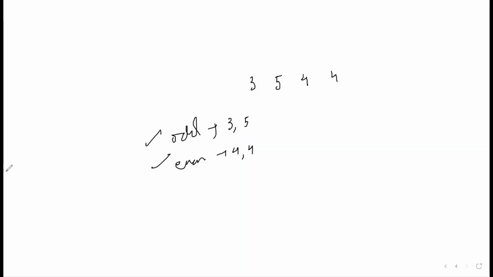Now we have to make the elements. We can easily do it, right? (4 plus 4)/2 is 4. (4 minus 4)/2 is 0. Correct? And for 3, 5: (3 plus 5)/2 is 4, and (3 minus 5)/2 is 1. So this is a possible answer. Maybe it doesn't match the given answer, but this is also a possible answer.